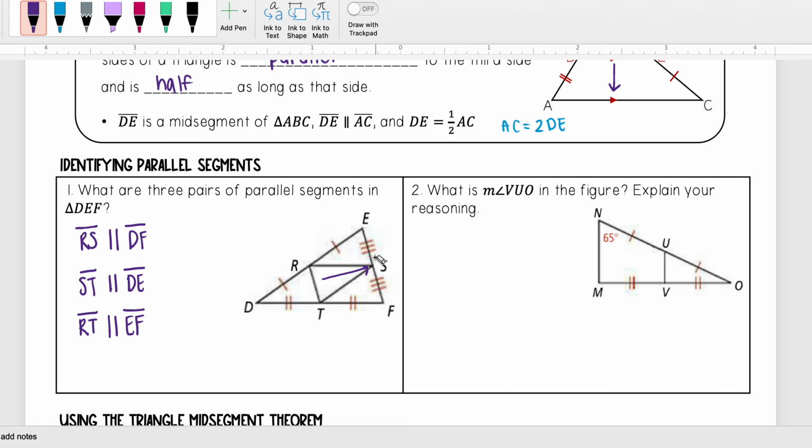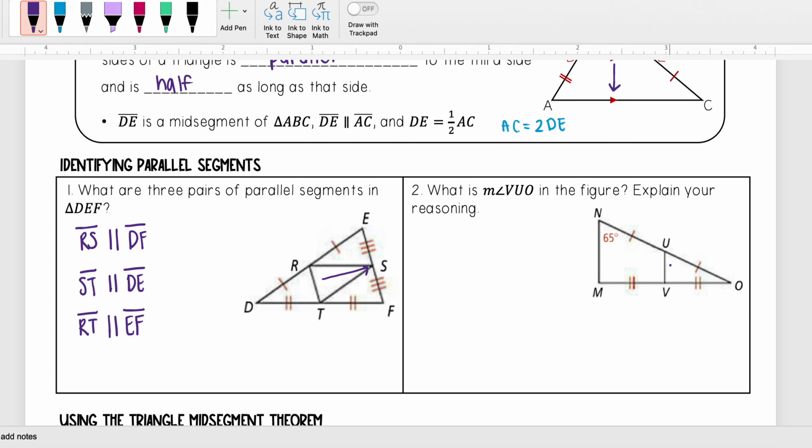Okay, so now let's look at number 2. So number 2 says, what is the measure of angle VUO in the figure? And explain your reasoning. So I see that I have one angle measure. I know that angle N is 65 degrees.